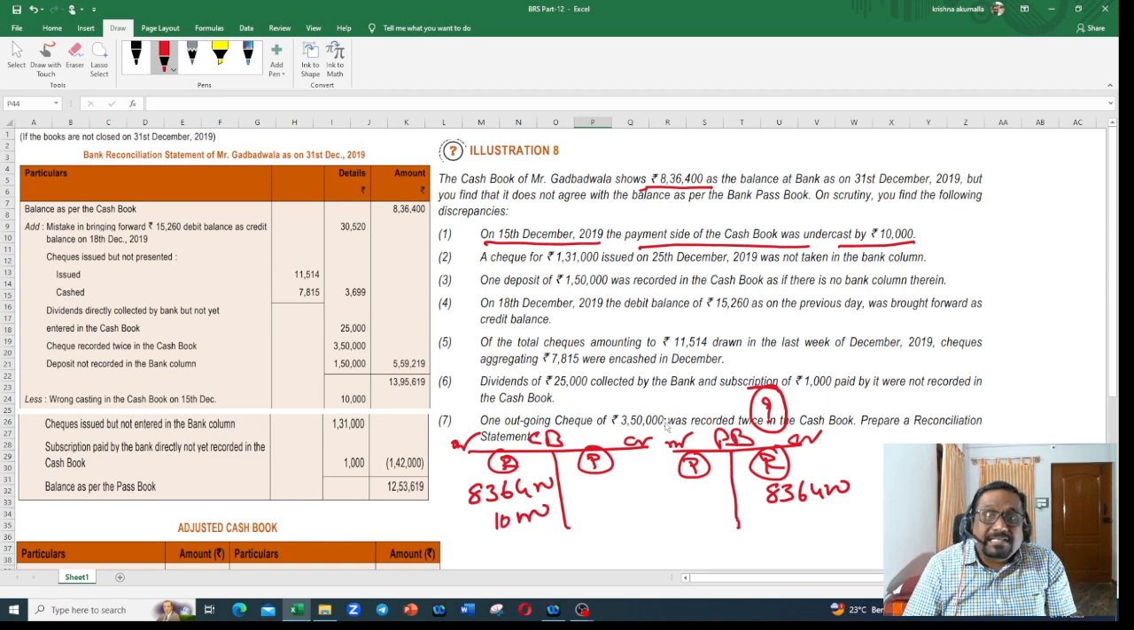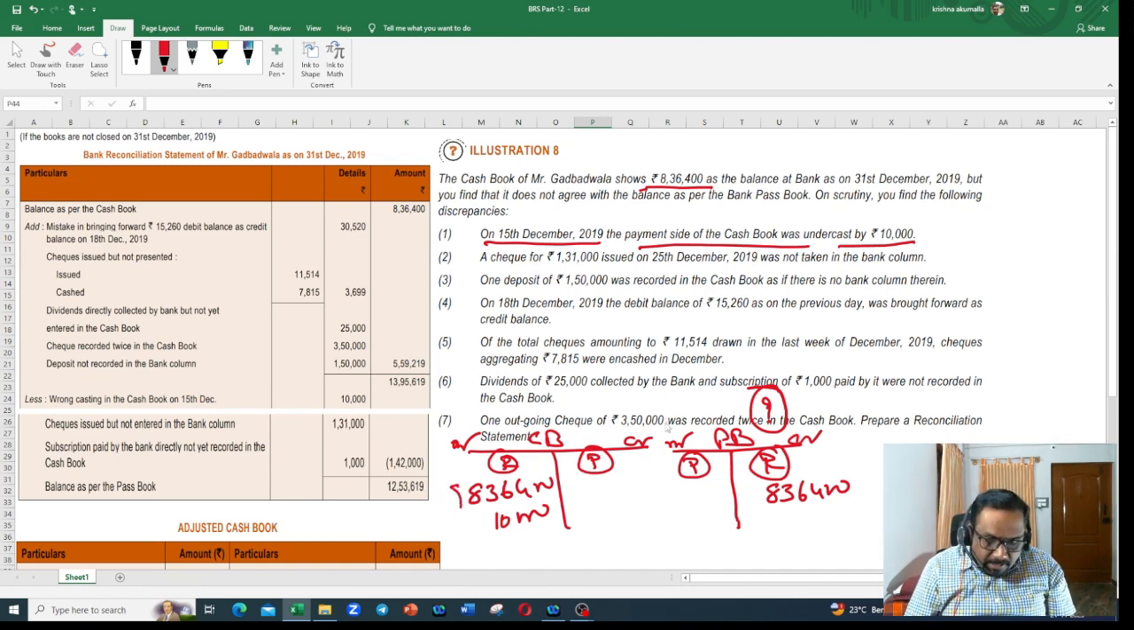This is the one logic you need to follow. Where is the excess balance kept? Since the payment side is undercast, 10,000 is showing as excess in the receipt side, right? So let us put 10,000 in the receipt side. Wherever there is overcasting, you need to put the balance there, not on the undercasting side. If they say the payment side is undercast by 10,000, that means the receipt side would have been overcast. These are the simple logics you need to follow. So I put 10,000 here.